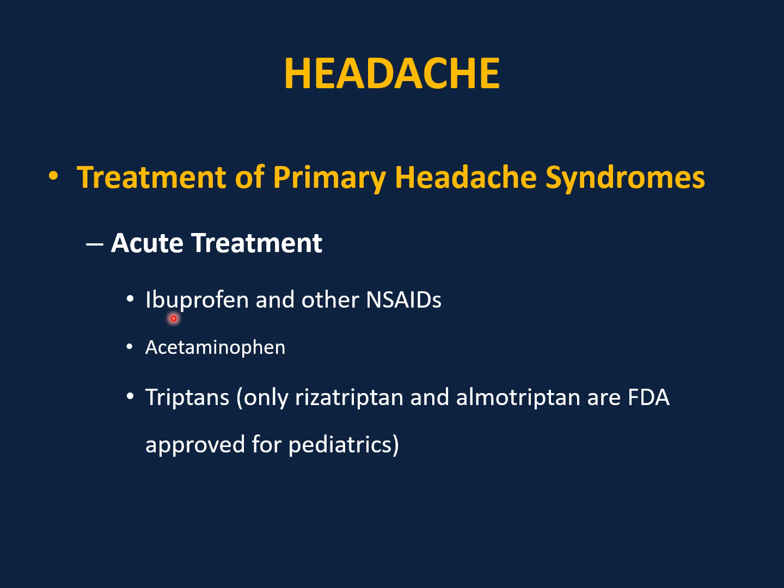Acute treatment: ibuprofen. Ibuprofen is the best answer and always the correct answer for migraine headache for acute treatment. Acetaminophen also is another option, especially if the child has a stomach problem or gastritis. Triptan: only rizatriptan and almotriptan are FDA approved for pediatrics.